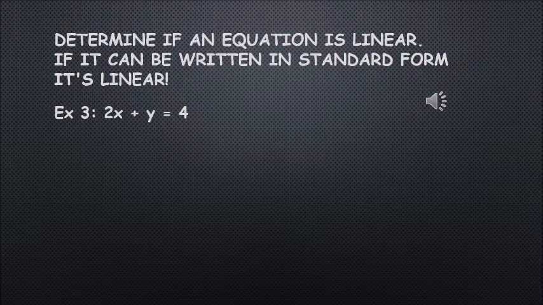Example 3, 2x plus y equals 4, is a linear equation. X and y are on the left side of the equal sign with a constant on the right. The leading coefficient is positive. The exponents are 1. The GCF is 1. X and y are separate terms, so 2x plus y equals 4 is a linear equation.